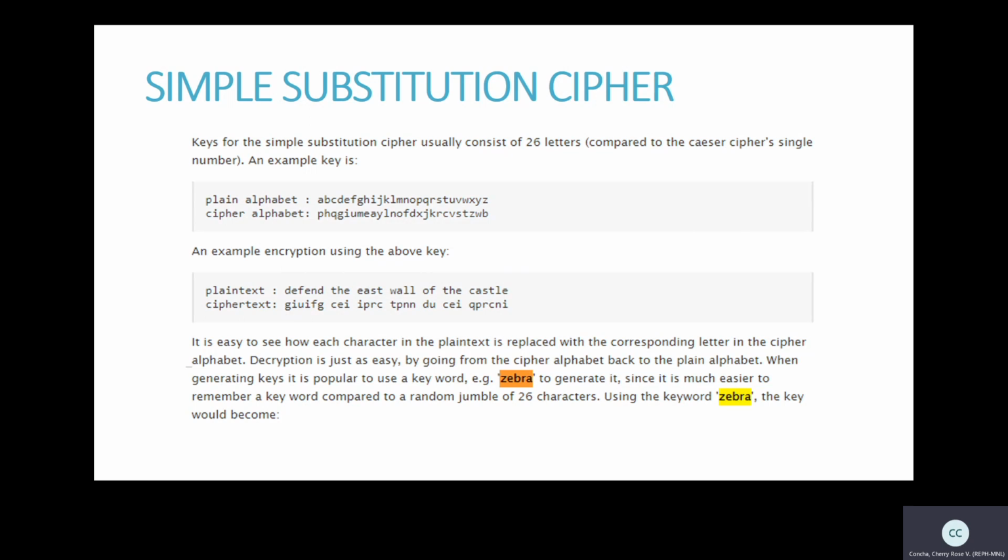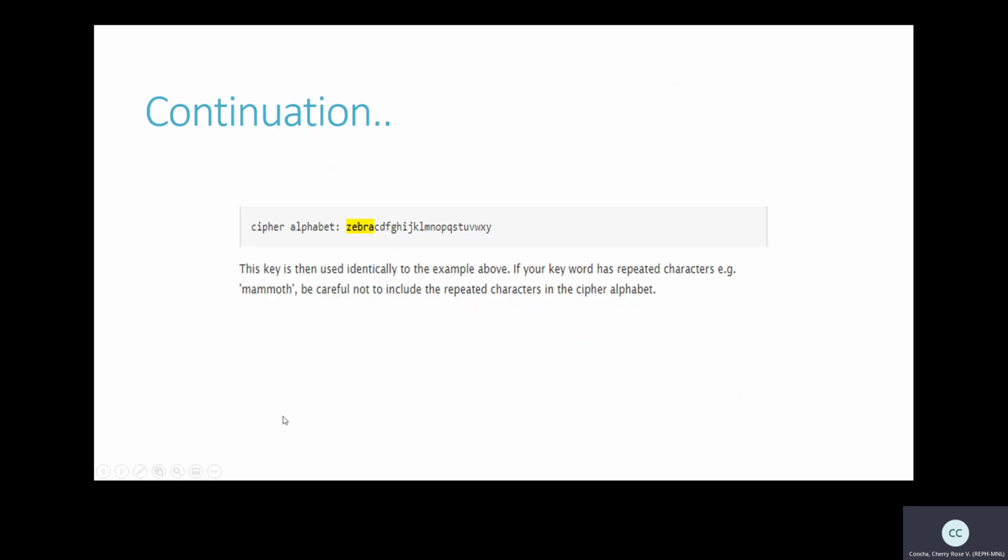So we'll show you how we encrypt and decrypt a simple ciphertext using zebra as our key. It would become our cipher alphabet: Z, E, B, R, A, D, F, G, H, until the end. So we put zebra on the first row of the letters. This key is then used identically to the example above. If your keyword has repeated characters, like for example mammoth with a repeated M, be careful not to include the repeated characters in the cipher alphabet. It means that hindi mo pwedeng gamitin ulit na merong katulad na letters.